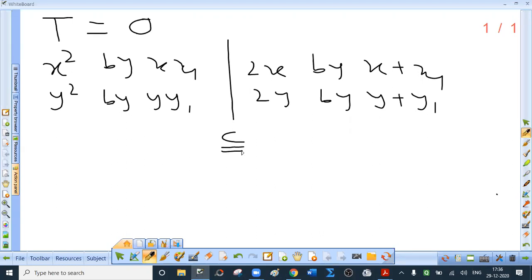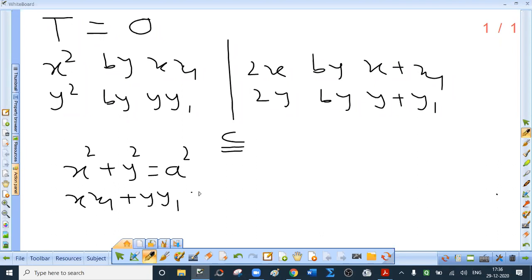For example, consider the standard circle x square plus y square equal to a square. What will be the equation of the tangent to this circle at a point (x1, y1) on it? This can be written directly. Replace x square by xx1, y square by yy1, keep the constant term unchanged. That's it. So this is the equation of the tangent to the standard circle at a point (x1, y1) on the circle.